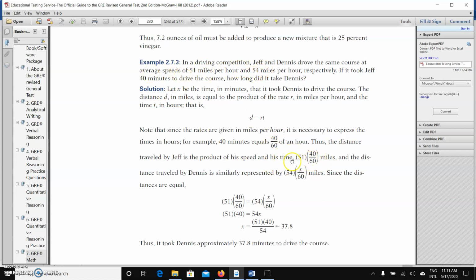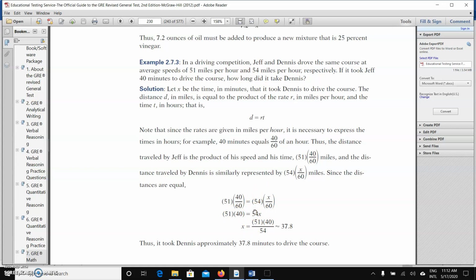It must be equal to that of Dennis, because the distance is the same. So that will be 54, which is the rate, times x over 60. You can't just put x here, because since this is 40 minutes, you have to assume that this will be in minutes too. That will be x over 60. You understand? Now, yes. So this is what you will do.